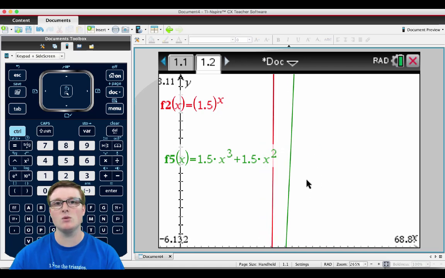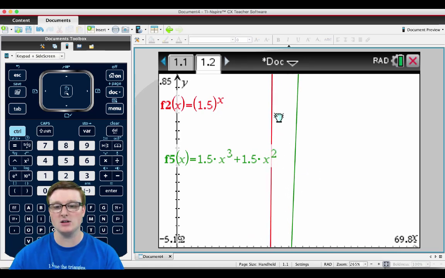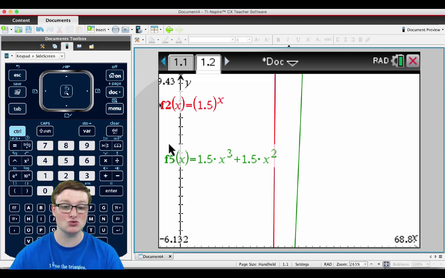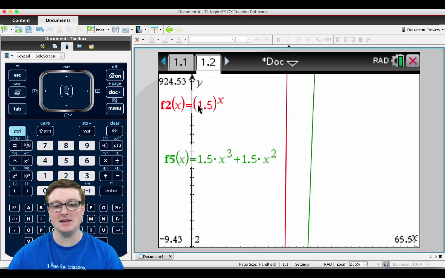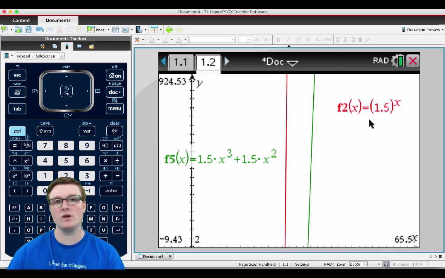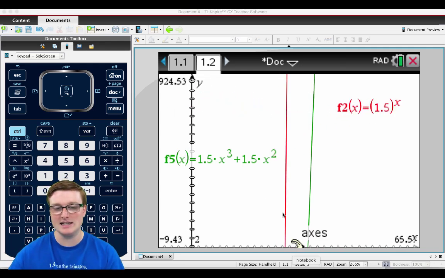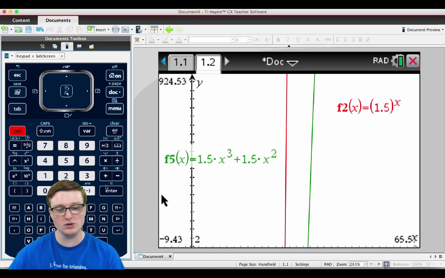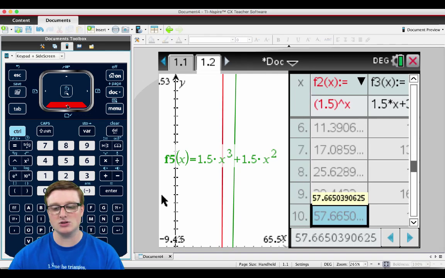As x increases, oh, wait a minute. As I went up, the red value took over tremendously. It's increasing extremely, extremely rapidly. So that means that whatever your red function is, in this case 1.5 raised to the x power, is your answer. And just to make sure that you verify this, press Control T and go down to x is equal to 25.